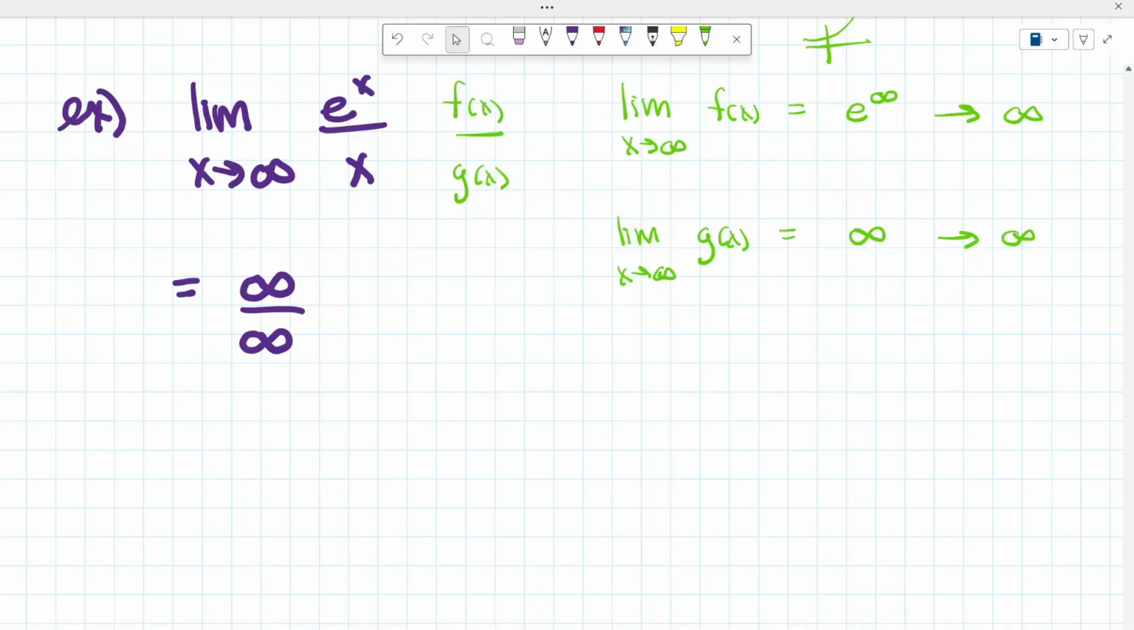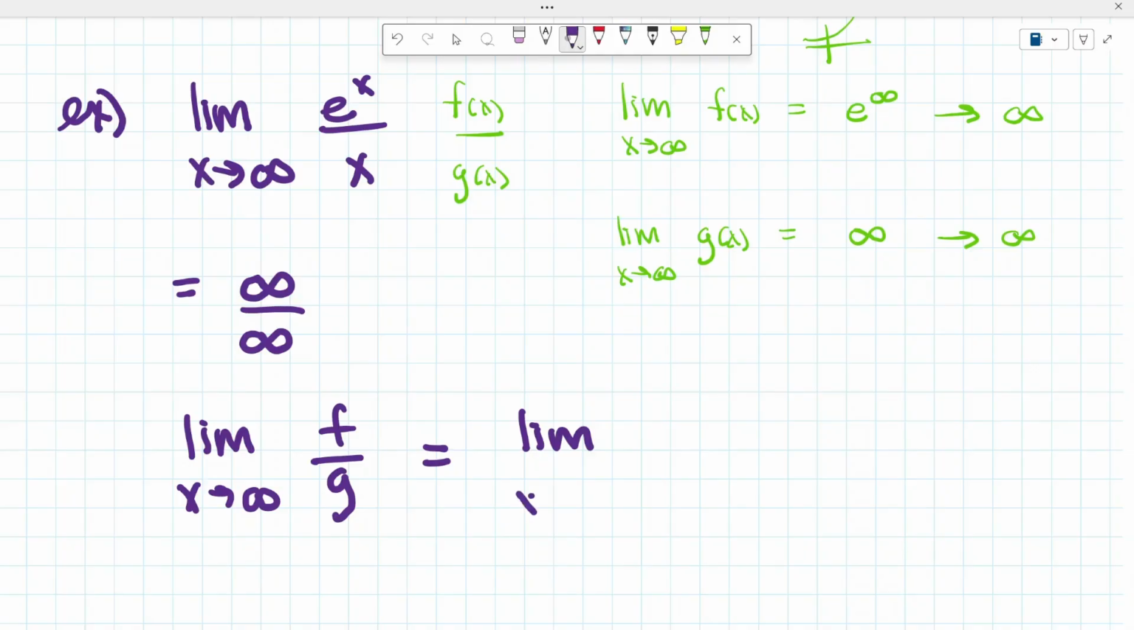Okay, so L'Hopital's rule tells us that in this case, since we have an indeterminate form of infinity over infinity, then the limit as x approaches infinity of f over g equals the limit as x approaches infinity of f prime over g prime, provided g prime does not equal 0. So now let's go ahead and take the derivative of our f and g functions to see if we can solve this limit using this trick that we learned from L'Hopital's rule.